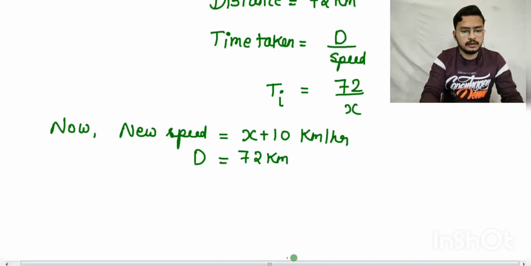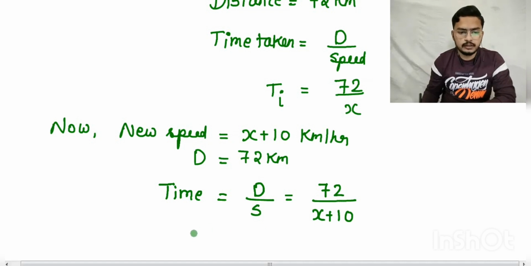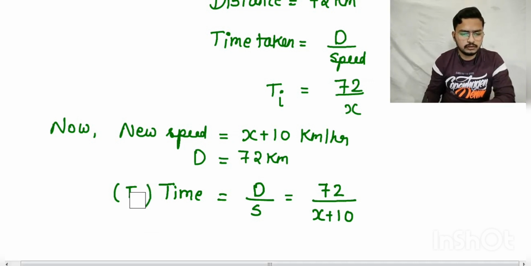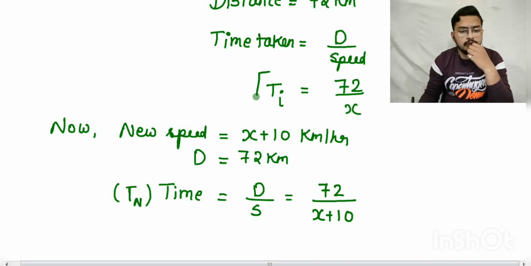Now what is the time taken? Again the same formula: distance upon speed. Distance is 72, but now the speed is x plus 10. So we can consider this time as the final time, or the new time. So now look, this is the initial time, and this is the new time, or the final time.